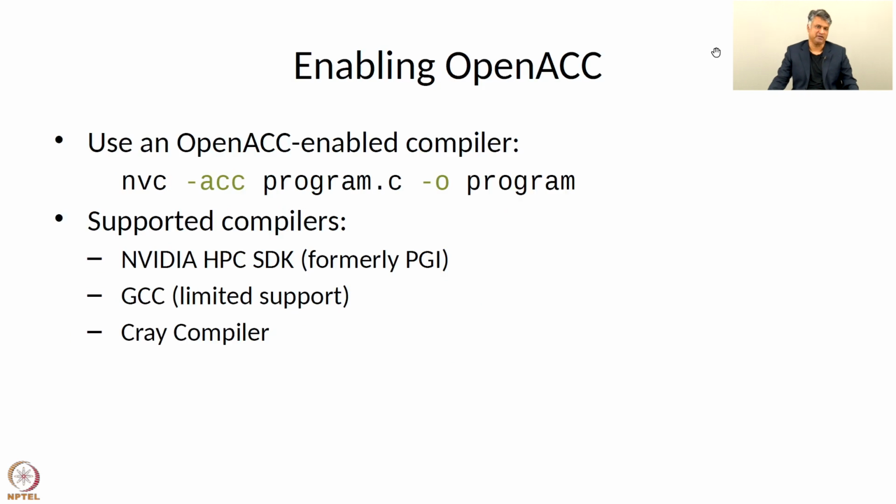How do I enable OpenACC? First of all, you need to use an OpenACC enabled compiler, something like NVCC or GCC or the Cray compiler. So your compiler should be able to recognize these OpenACC directives and write the appropriate bits of code depending on the hardware that is present. Typically, the ACC flag is -acc.